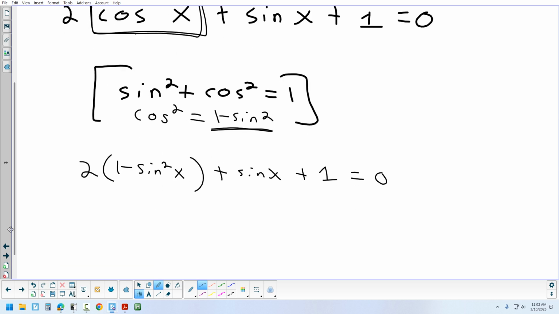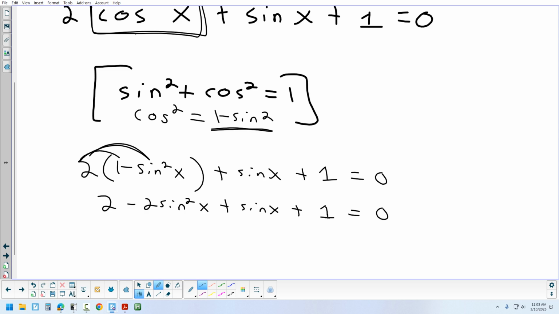All right, now we have to do a distributive property. So let's do that. We have 2 times 1 is 2. 2 times negative sine squared is just negative 2 sine squared. If you're wondering what good did that do, look at the trig function we have. Every term that has a trig function in it is now all sines. One's a sine squared, but that's just like having an x and an x squared. It's going to be quadratic.